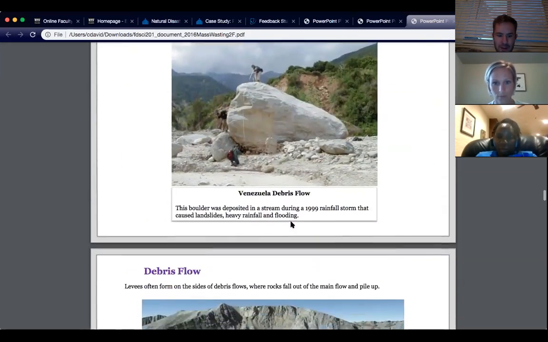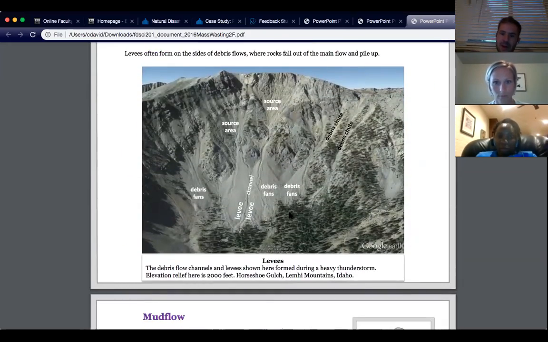I think the next one is creep. Well, it's still debris flow. Here's some images of debris flows coming down. Here's a debris fan. And when they say debris fan, that's just the fanning out portion of the flow.